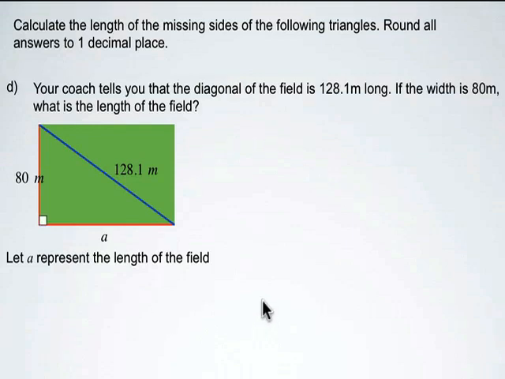Now what we're going to do next is, here's our right angle, and the side opposite our right angle is our hypotenuse. So that means that we're given that C, or our hypotenuse, is 128.1 meters. And we're also given that B is equal to 80 meters, and we're going to say that we require the length of the field, which is A.